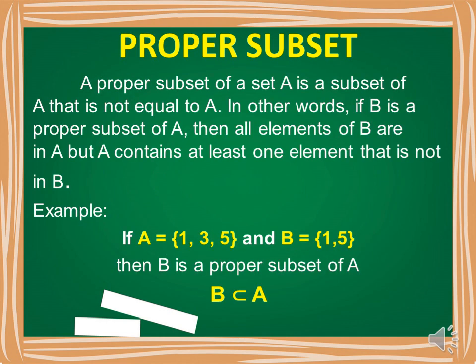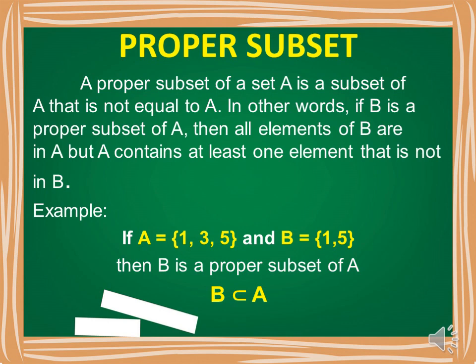We already understood what subset is. This time, we'll go to proper subset. How does it differ from subset itself? A proper subset of a set A is a subset of A that is not equal to A. In other words, if B is a proper subset of A, then all elements of B are in A, but A contains at least one element that is not in B. For example, if set A equals 1, 3, 5, and set B has elements 1 and 5, therefore B is a proper subset of A.